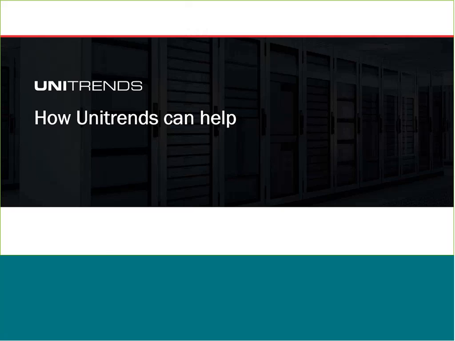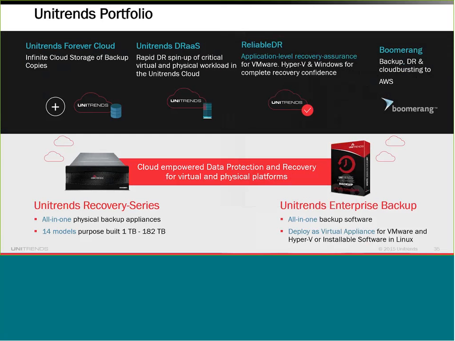So how can Unitrends help with this? We talked a little bit about some of the products. I wanted to put up this slide that shows you the full portfolio. In our case, we generally recommend people go with a hybrid cloud solution where you have local backup stored on-premise as well as backup copies put into the cloud.